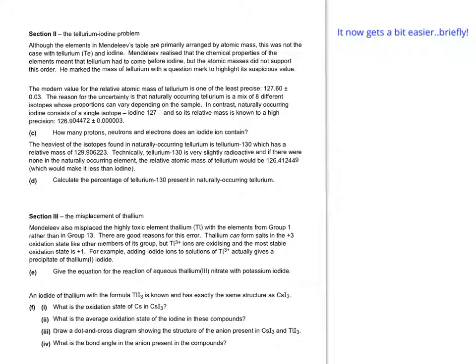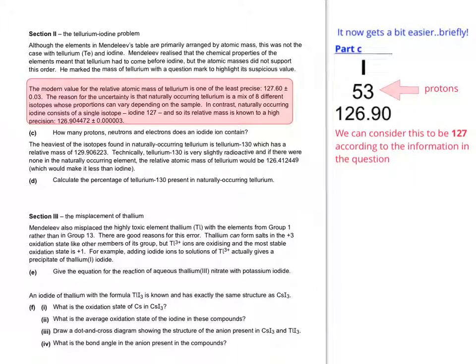So this next bit gets a little bit easier because a bit of thinking was required for that last part. What they want is how many protons, neutrons and electrons does an iodide ion contain? So the box from the periodic table tells us already that we've got 53 protons. Now obviously, just taking 126.90, you can't get 0.9 of a neutron. So the question tells us that we can consider this to be 127. So if we take it to be 127, then the neutrons are going to be the difference between 127 and 53.